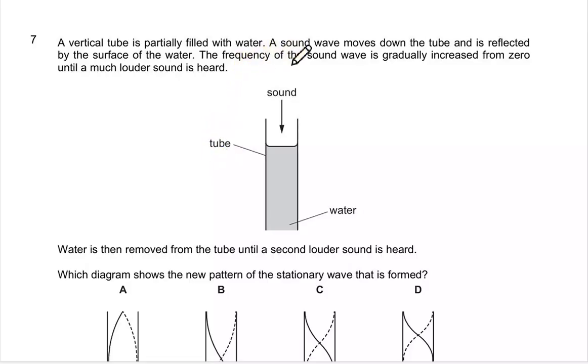So the frequency sound wave moves down the tube and it's reflected by the surface of the water, from 0 until much louder sound is heard. So we have first stationary wave. We have the first loop, the fundamental loop. So the open, recall again, where the particle at the open tube are displaced to the maximum. So we draw antinode here.